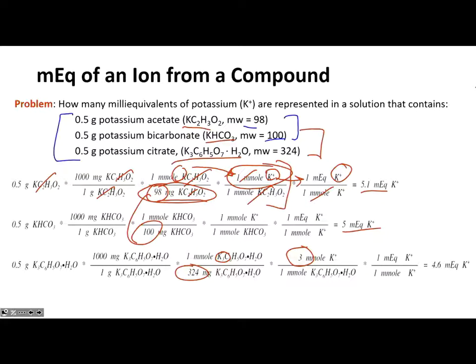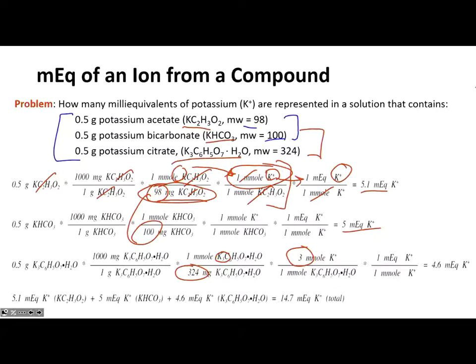So the same process. Hopefully then the final answer would be simply to add all those up. Your 5.1 from the potassium acetate plus the 5 from the potassium bicarbonate plus the 4.6 from the potassium citrate gives you a total of 14.7. So the overall answer to this question would be 14.7 milliequivalents of potassium, because it doesn't matter where the potassium comes from, which of those compounds, we just added it all up together.